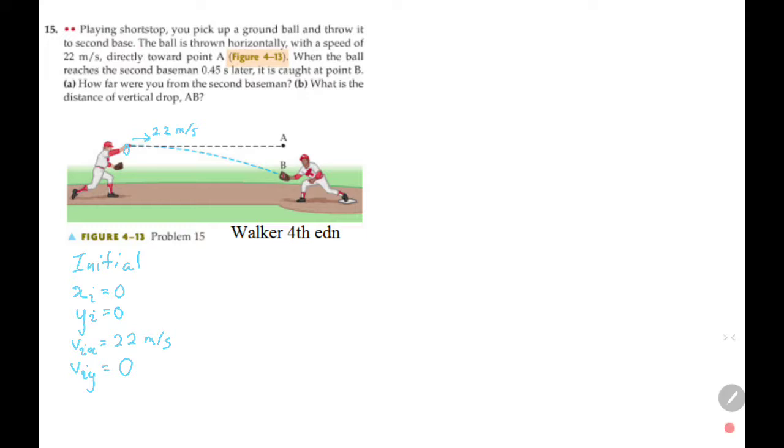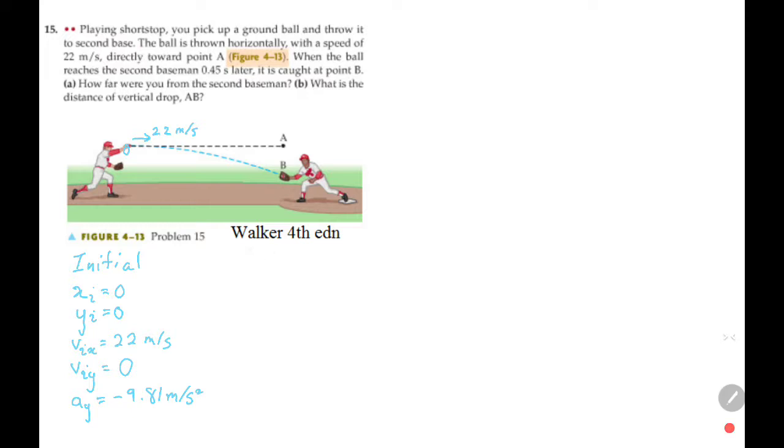Also, the ball drops in the vertical direction, so it means that it's affected by gravity. So let's set a_y as equal to negative 9.81 meters per second squared.